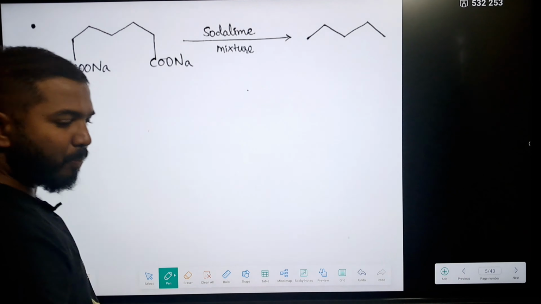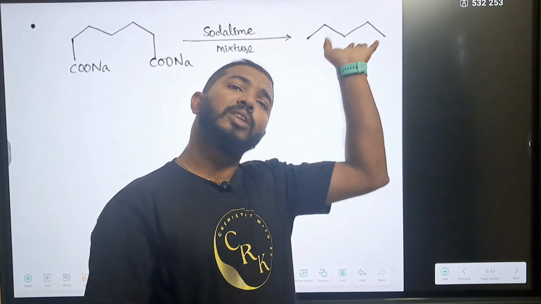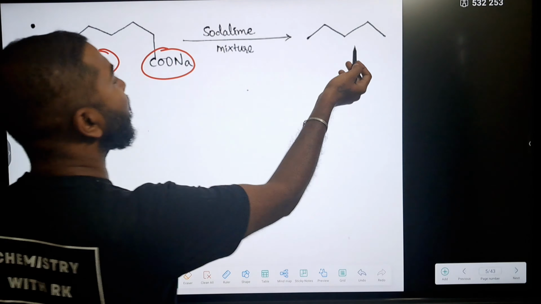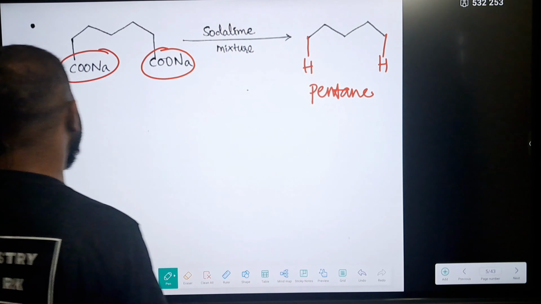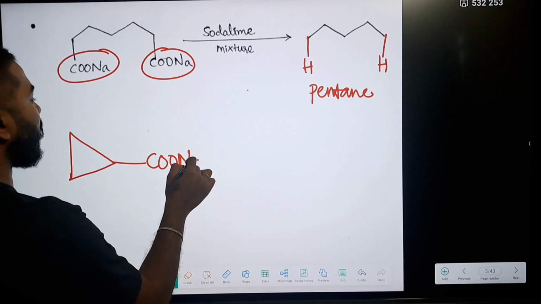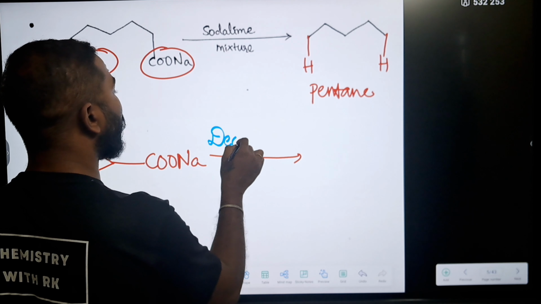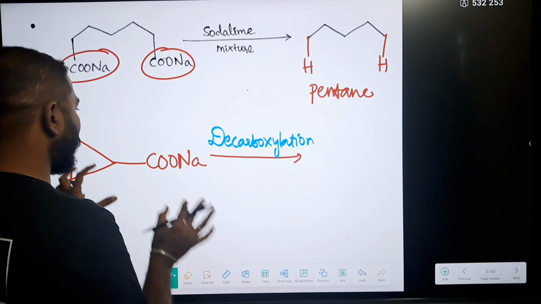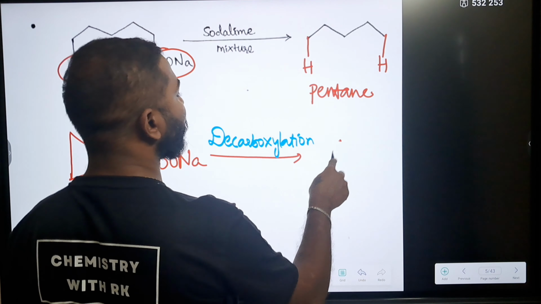Next, in this compound you can see two COONa groups, that is, a dicarboxylic acid salt. Upon decarboxylation, we remove both the COONa groups and take just the hydrogens, which gives us pentane as the major product. Let me give you some more examples. Suppose you have the cyclopropane carboxylic acid salt, and upon decarboxylation, what is the product? Be ready with your answer.